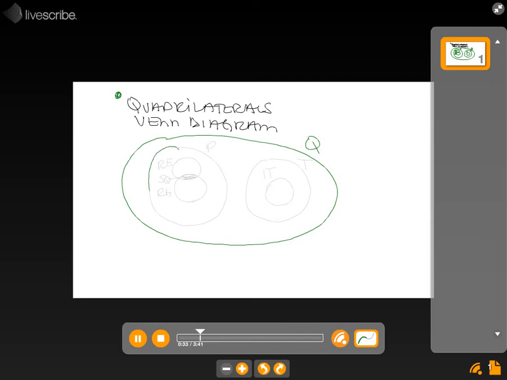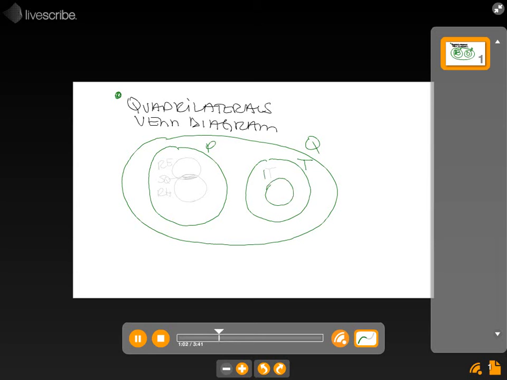Now it's broken down into two groups, the parallelograms and the trapezoids. Okay? We're going to start with the trapezoids. Trapezoids have one set of parallel sides, only one, and that's the difference because parallelograms have two sets. So one set is a trapezoid, two sets is a parallelogram. Trapezoids, that's the only requirement, that they have one set of parallel sides.